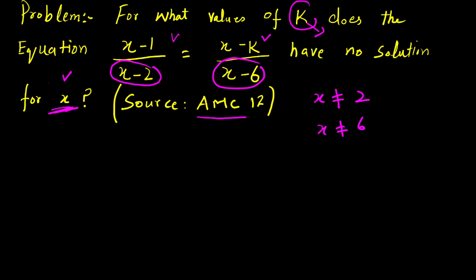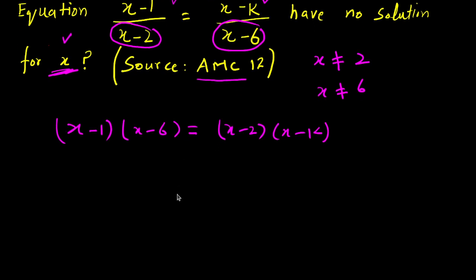In simple words, you have to find x in terms of k, and then on the basis of k we will decide the value of x. So you have to find x here. You can write the above expression as (x minus 1) times (x minus 6) is equal to (x minus 2) times (x minus k). You have to expand the product on the left hand side and the right hand side.